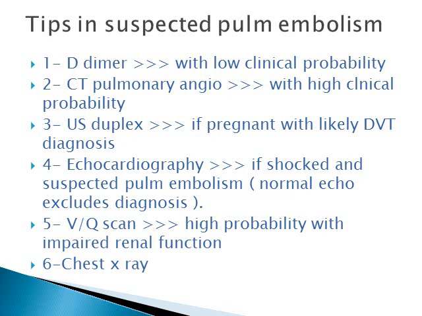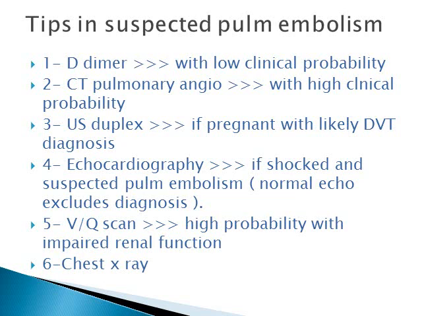As we know, D-dimer is a good negative test. A negative test with a low clinical probability usually excludes pulmonary embolism. However, a positive test is non-specific, as we know. So it's a good negative test. It has a good negative predictive value. It has a high sensitivity and low specificity.